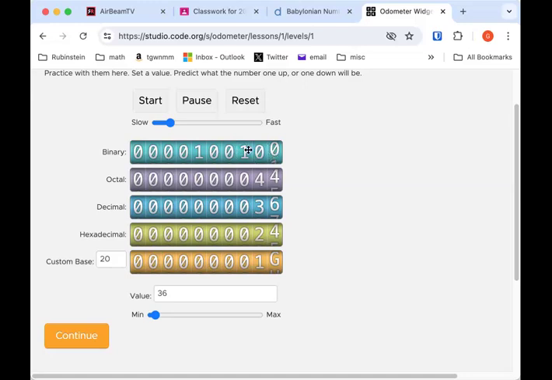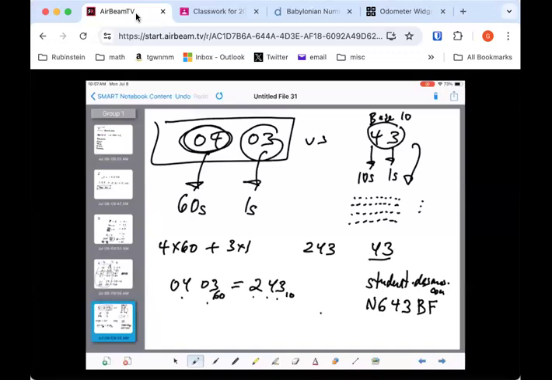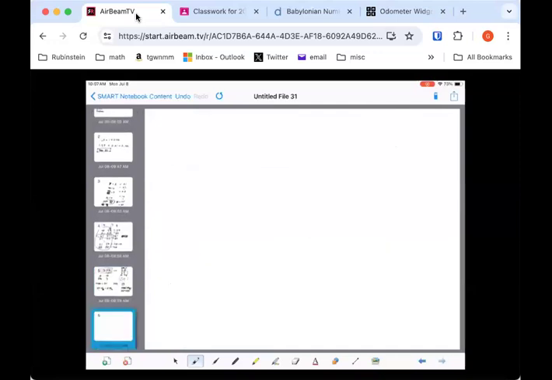In binary, base 2, this 0 is in the ones place. The second 0 is in the twos place. The third, the 1, is in the fours place. The next 0 is in the eighth place. The next 0 is in the 16th place. And the next 1 is in the 32nd place. And 32 plus 4 is 36. I just wanted to mention that some people like to see that. Let's go to the next page.